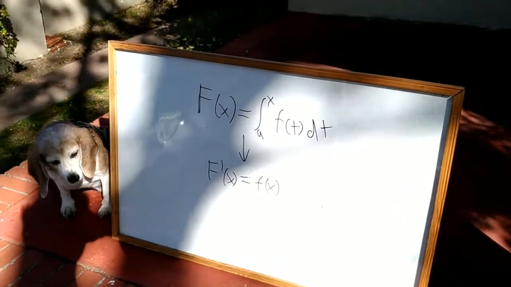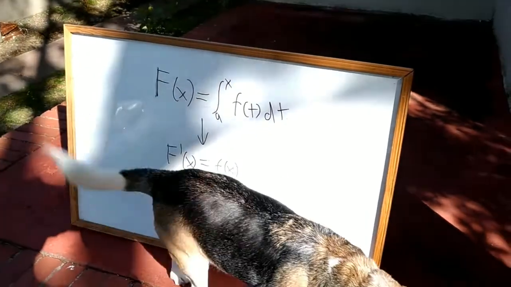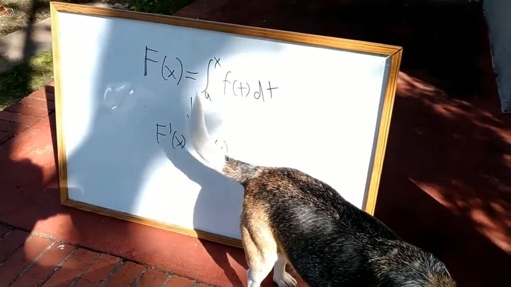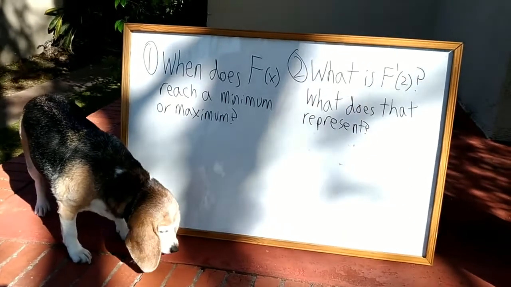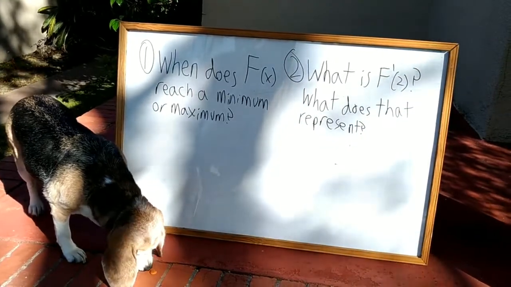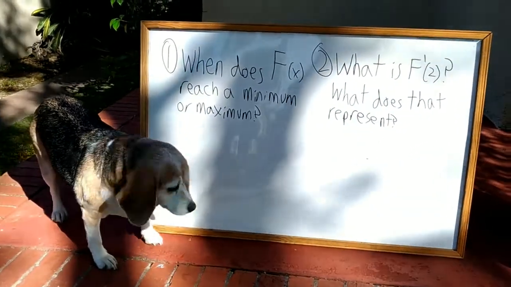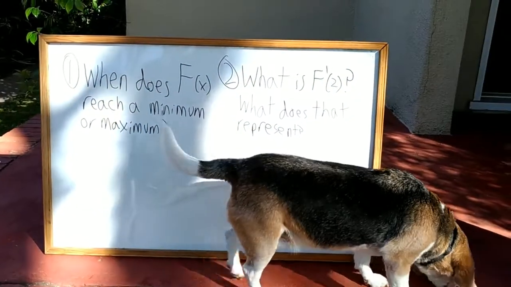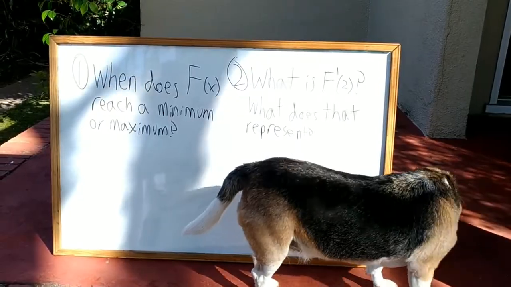Since an integral is the opposite of a derivative, we can also conclude that little f of x is the derivative of big F of x. Some important things to consider when thinking about an accumulation problem are questions like when does big F of x reach a minimum or maximum, or also what does big F prime of 2 represent, and what does that actually mean? So we'll be covering these later on in this lesson.